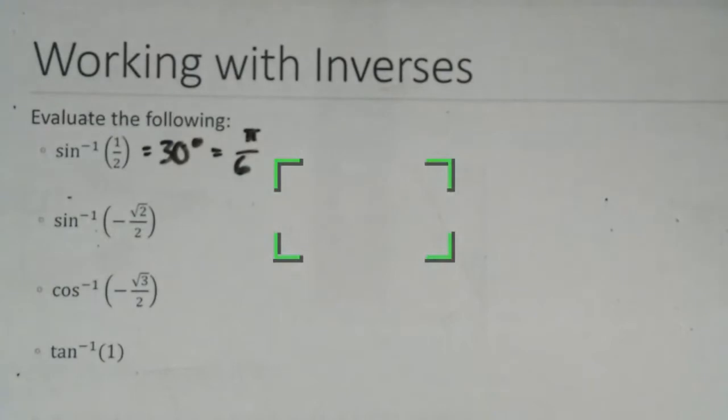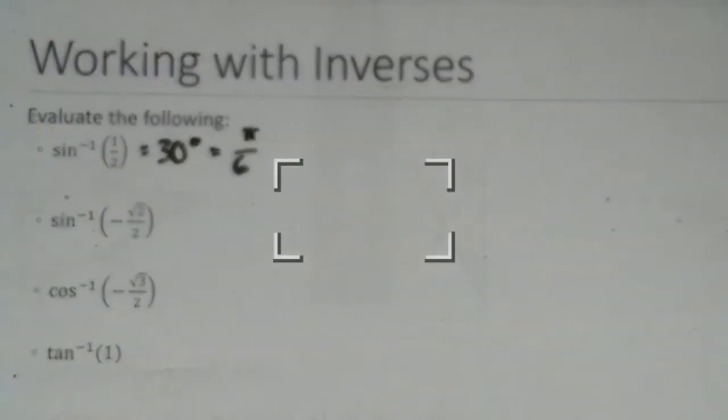Next up, we want the inverse sine of negative square root of 2 over 2. So I need to find a y value in quadrant 1 or quadrant 4 of negative square root of 2 over 2. I'm sorry you can't see it, but it's happening at my angle 7 pi over 4, which is 315 degrees.